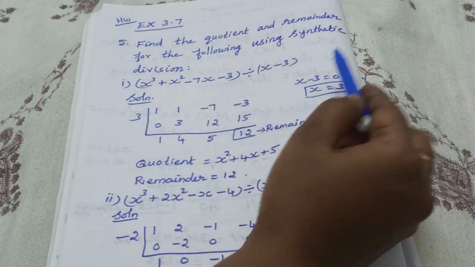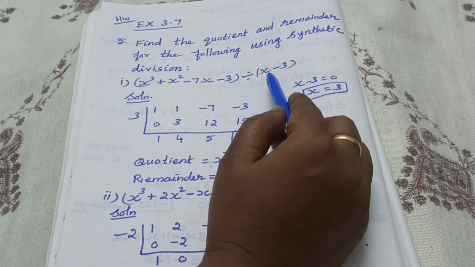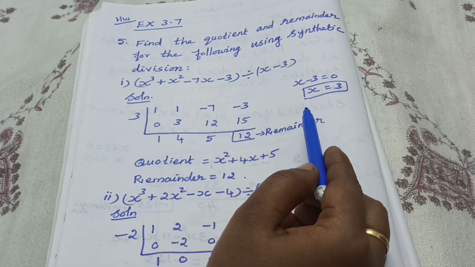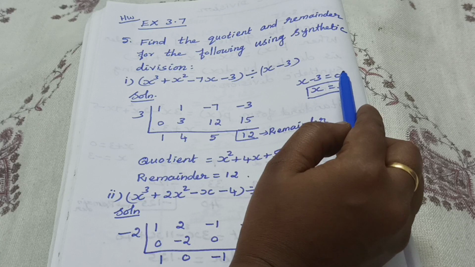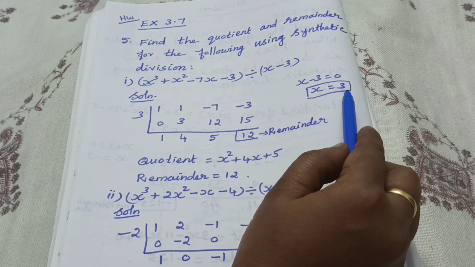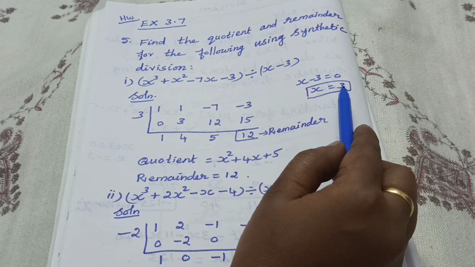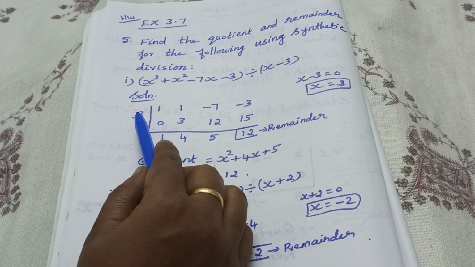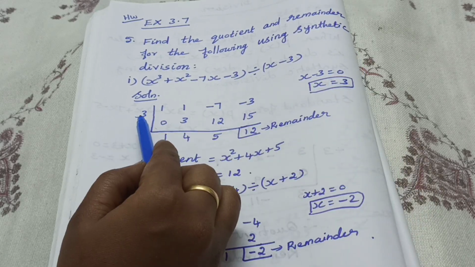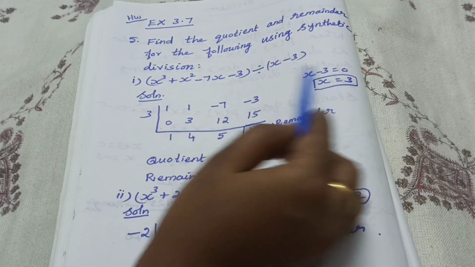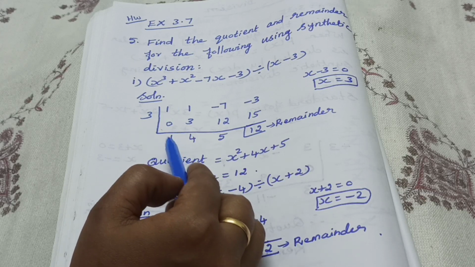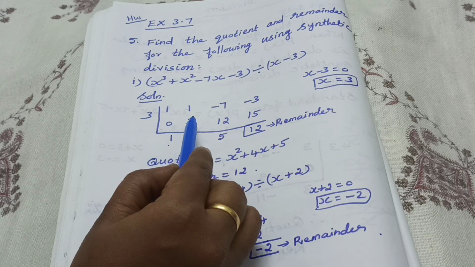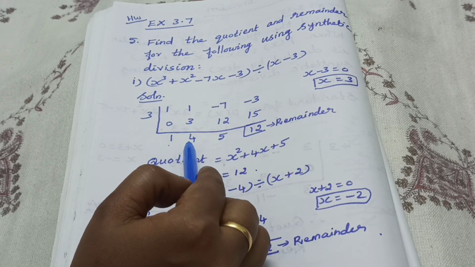Then before that, find the 0 of the divisor. What's the 0 of the divisor? X minus 3 equal to 0 means x equal to 3. That's the 0 of the divisor. With the help of this 3 you have to divide. This 3 should be written here. Then add these two, 1. 1 and 3 multiply and write here, 3. Then add these two.